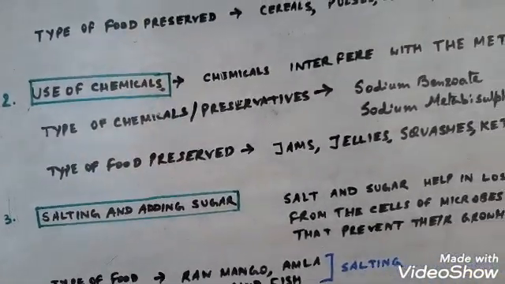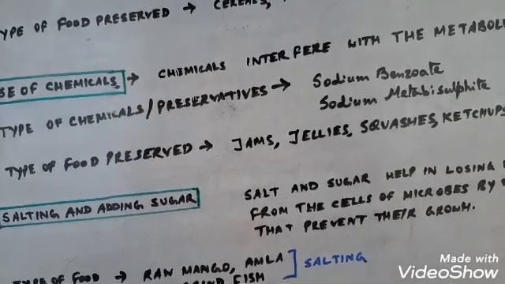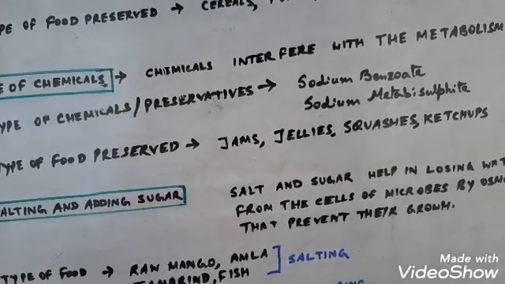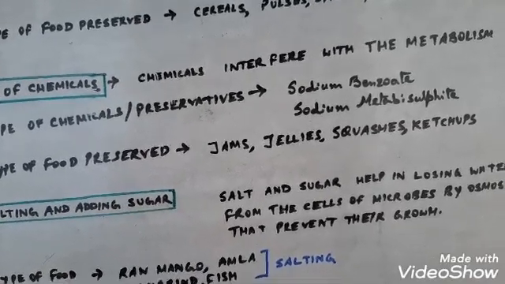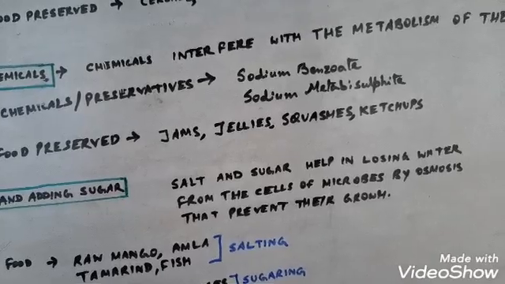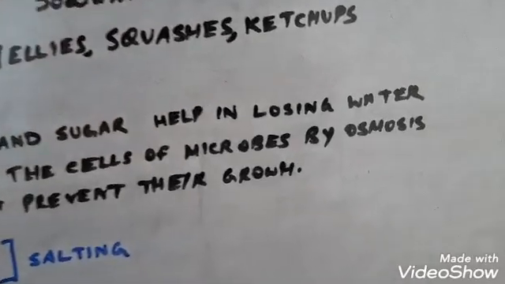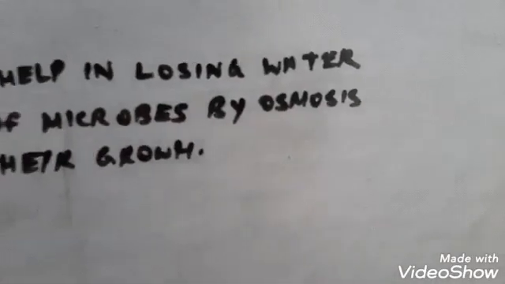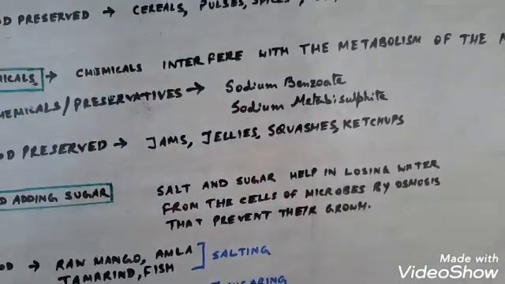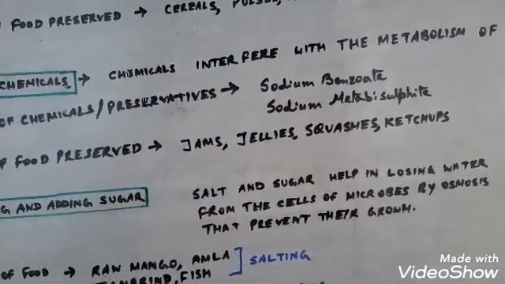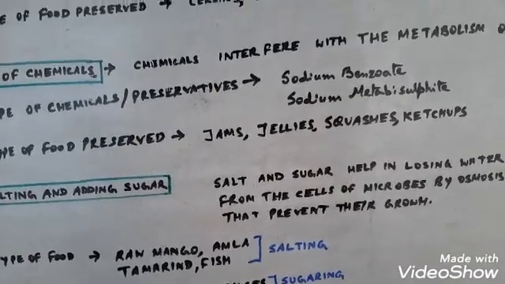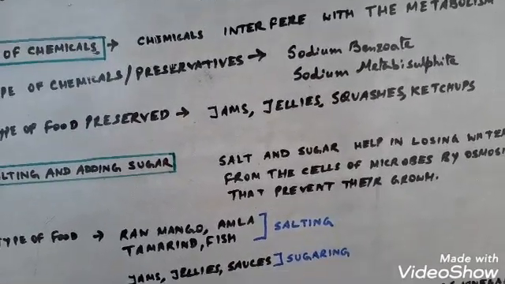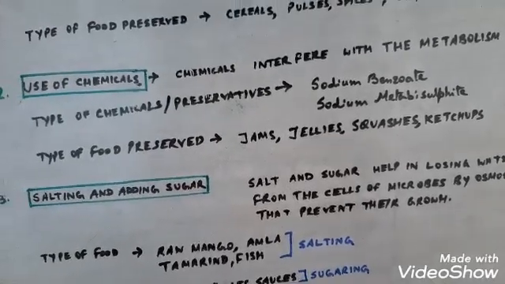Now salt and sugar help to remove water from the cell of the microbes by the osmosis process that prevents the growth of the microbe. Now what is the osmosis process? Here I have used a new term for you, osmosis. Now osmosis is a process of diffusion where the water molecule passes in or out of the cell membrane, which is selectively permeable.